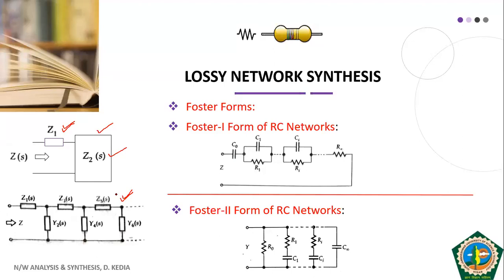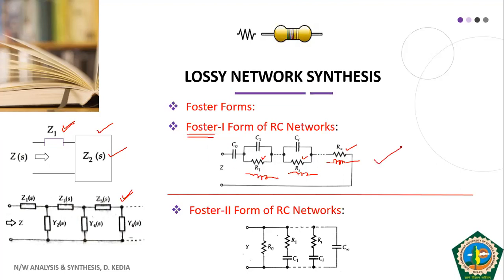So here, if you remember the Foster representation, there for LC network we had inductors in the place of resistance. So those inductors have been replaced with resistances here. So this is your Foster 1 form of RC network. In case of LC network, we used to have inductor here, inductor here, and inductor here. So those inductors are replaced with resistances. Rest of the things are similar.